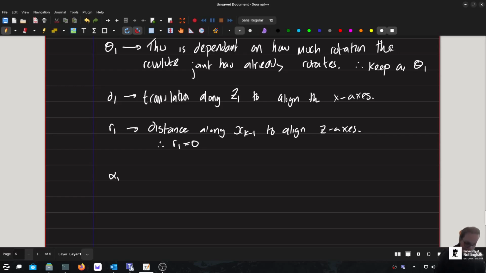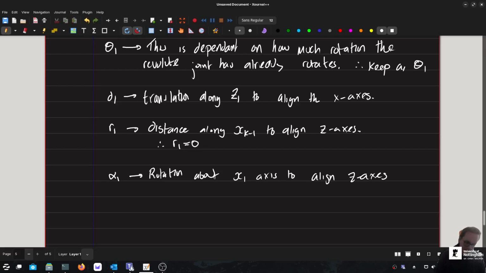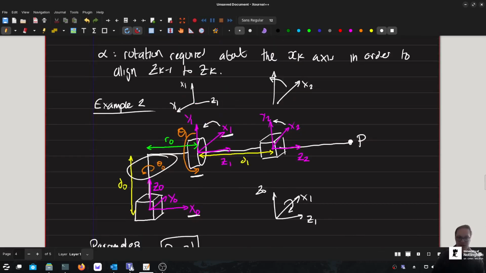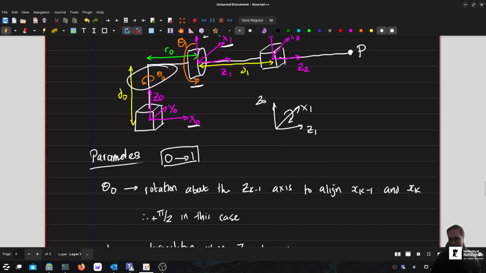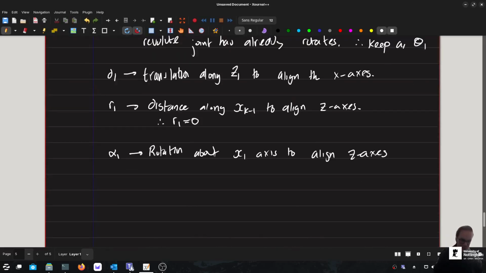Alpha 1, again, this is rotation about the x1 axis to align the z-axes. So if we look back at this, the frames are exactly the same. No rotations required along x2 to align the axes together. So therefore, alpha 1 is also 0.